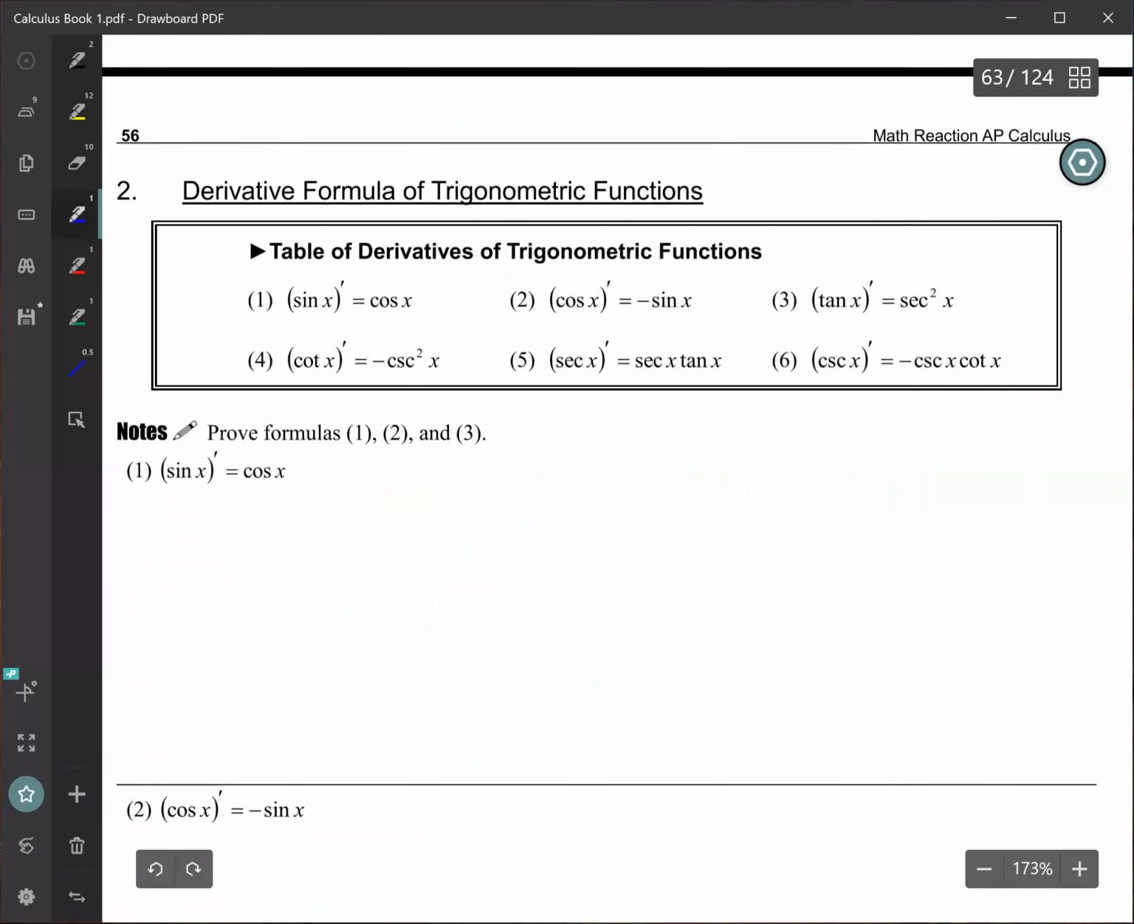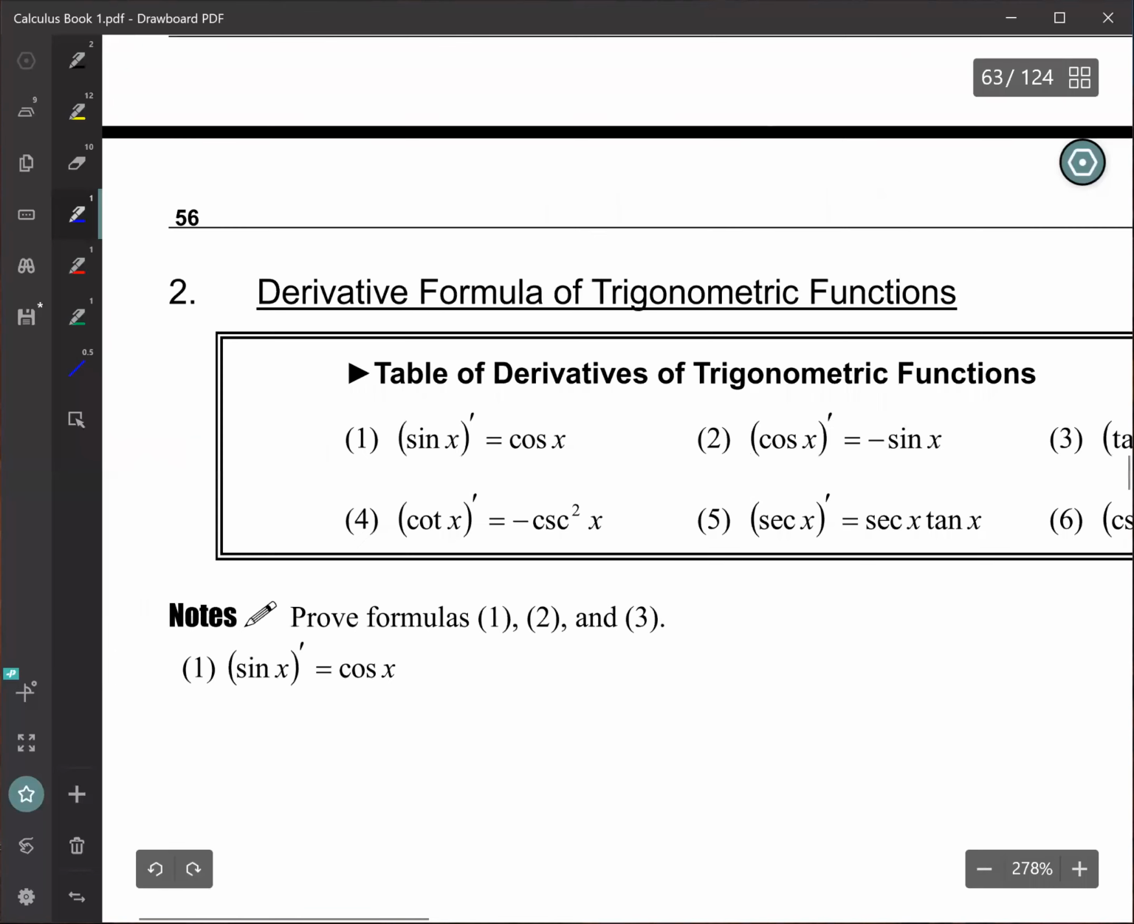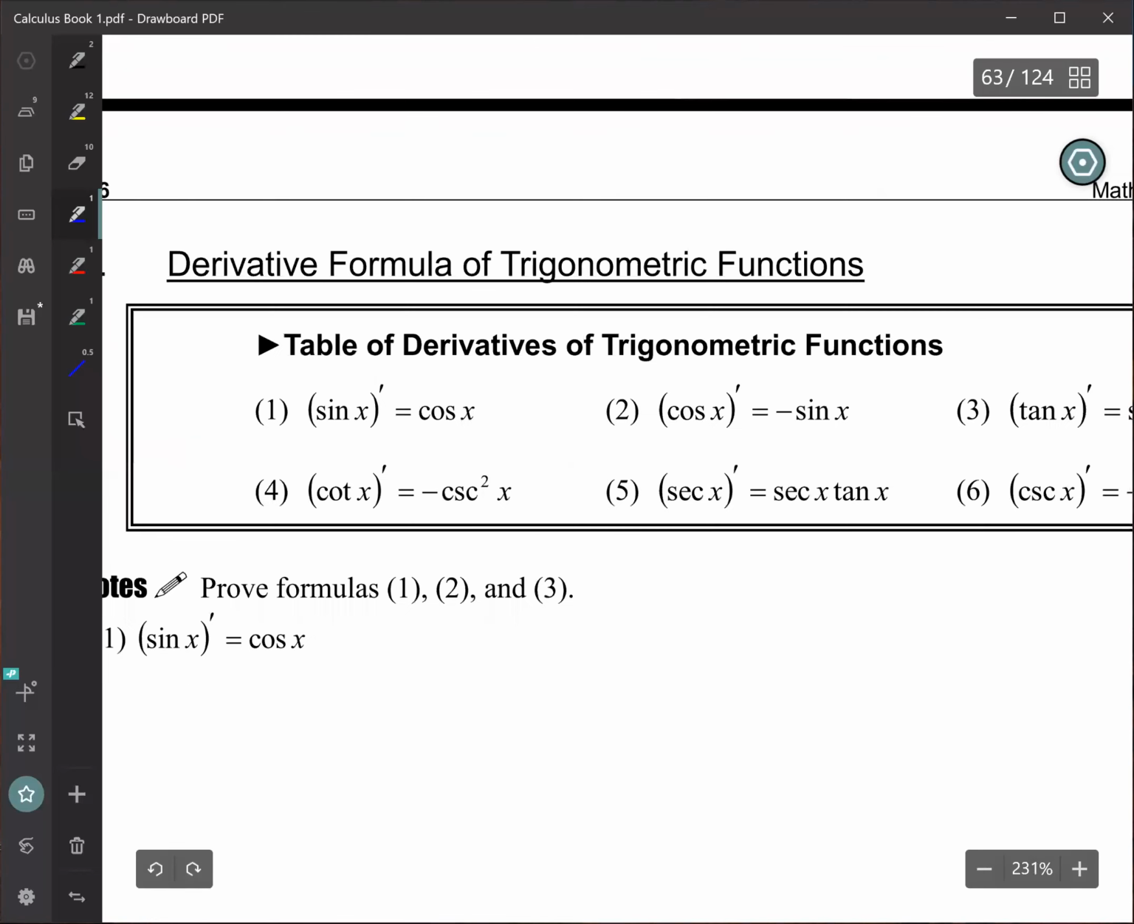So sine prime equals cosine. This prime means derivative. So it's saying that the slope of the tangent at any place for sine will become a cosine. And then number 2 is cosine prime is negative sine. You could box these two together, right? They are kind of related to each other.